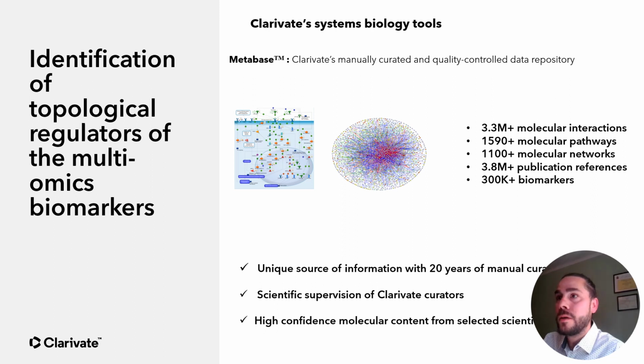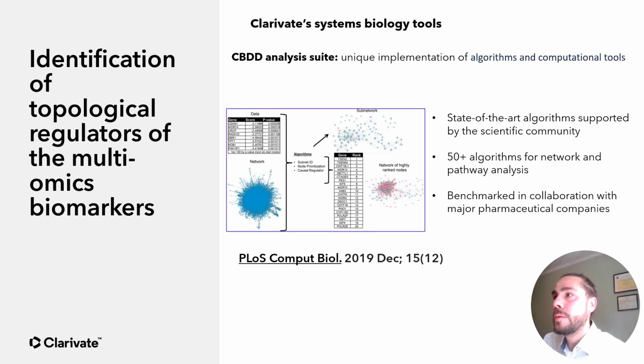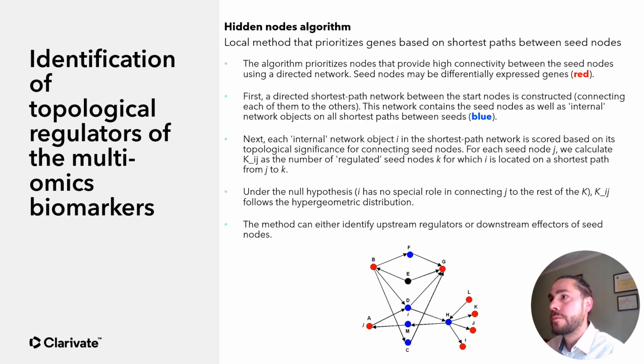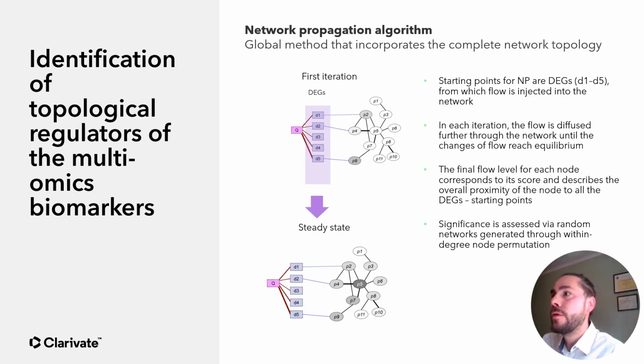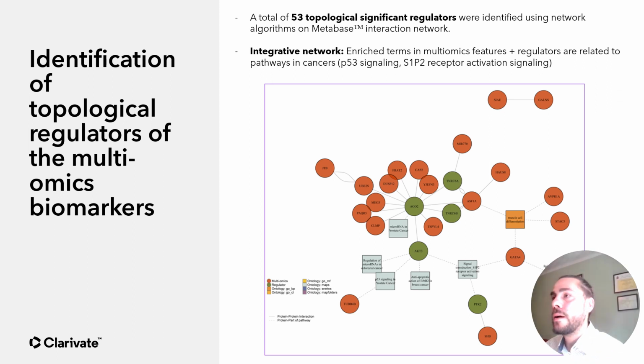Clarivate systems biology tools were used to identify topological regulators of the multi-omics biomarkers. MetaBase, Clarivate's manually curated and quality controlled data repository, was used as the source network of molecular interactions. The CBDD analysis suite from Clarivate was used to leverage network algorithms. We used two network algorithms to identify topological regulators of the multi-omics biomarkers: the hidden nodes algorithm, which is a local method that prioritizes genes based on shortest path between seed nodes, and the network propagation algorithm, which is a global method that incorporates the complete network topology. Using this strategy, a total of 53 topologically significant genes were identified using network algorithms on the MetaBase interaction network.